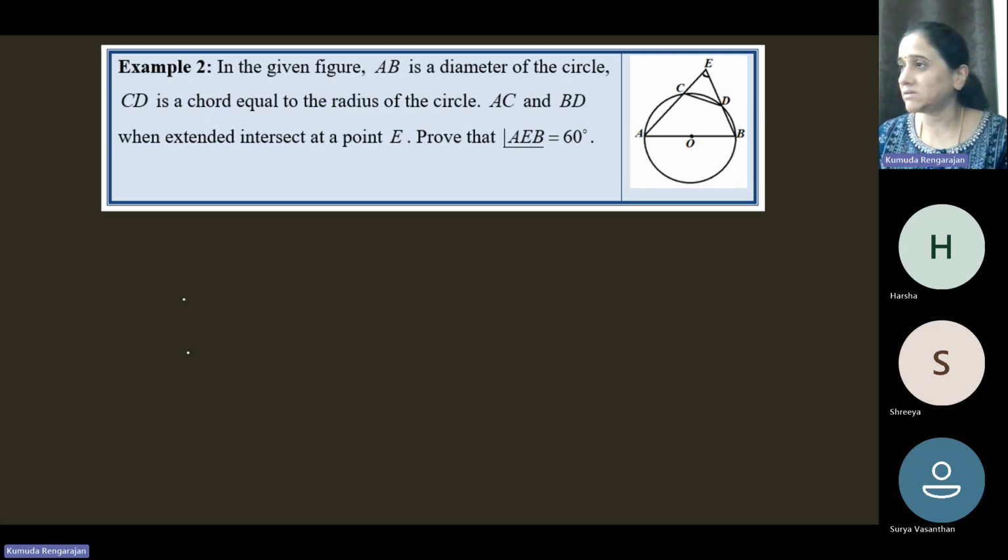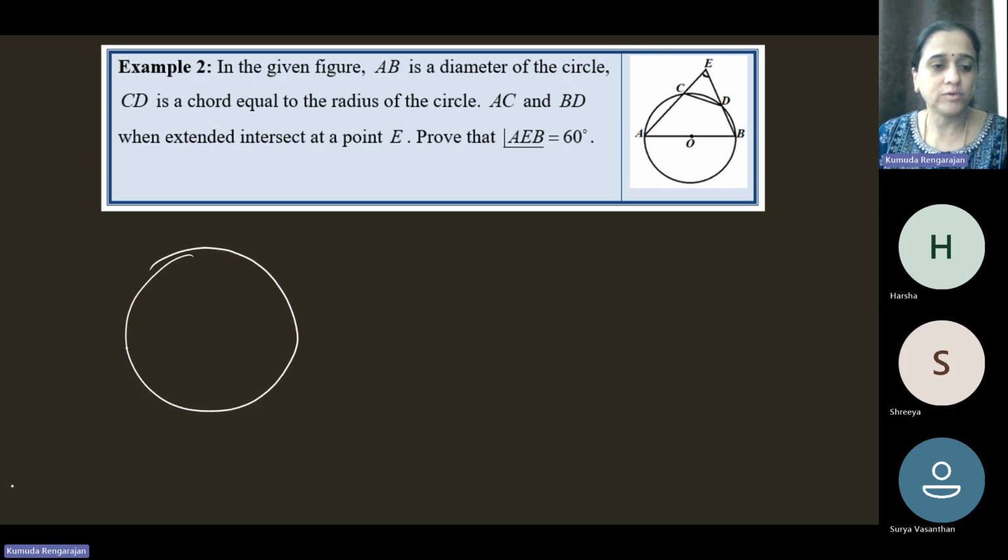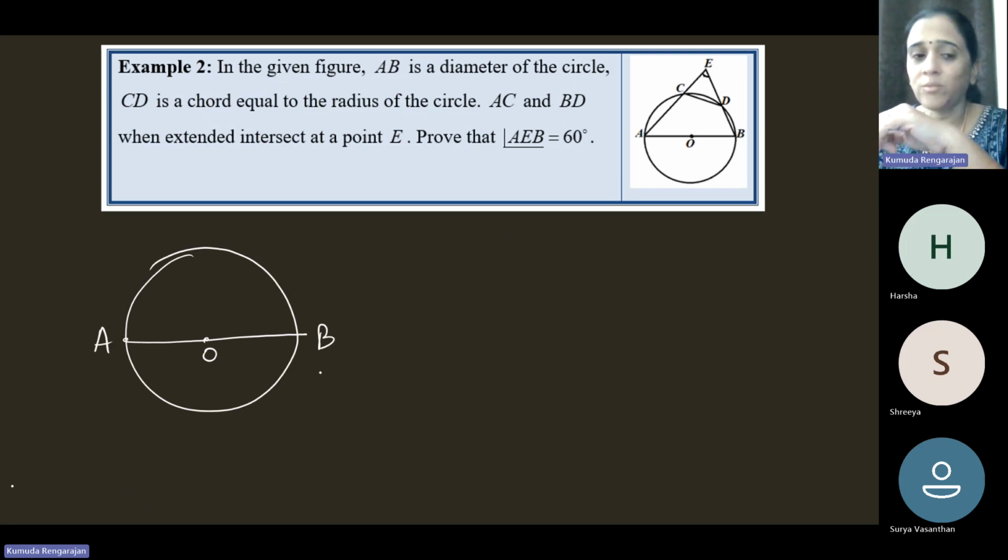When it is a diameter in a circle, we know that there is a theorem related to this: angle in a semicircle is a right angle. In the circle with center O, AB is the diameter. Based on this, we have a theorem from this chapter. Angle in a semicircle is a right angle. I just started, you haven't missed anything.